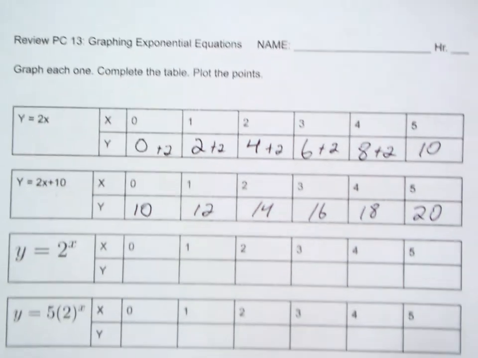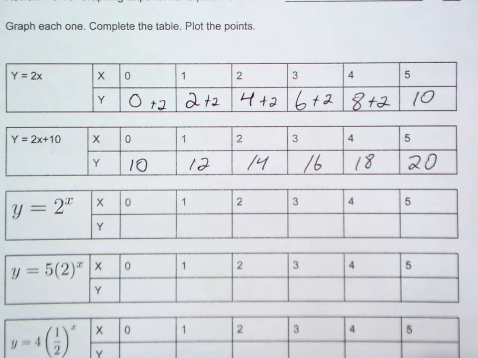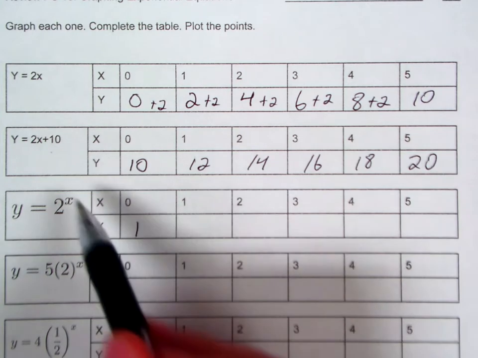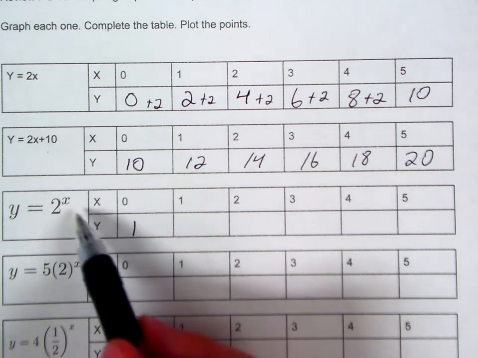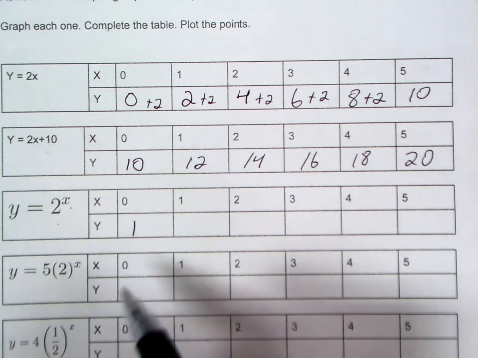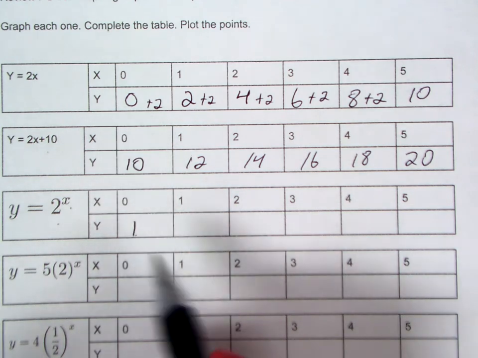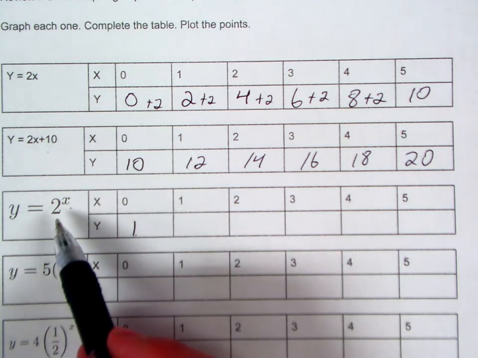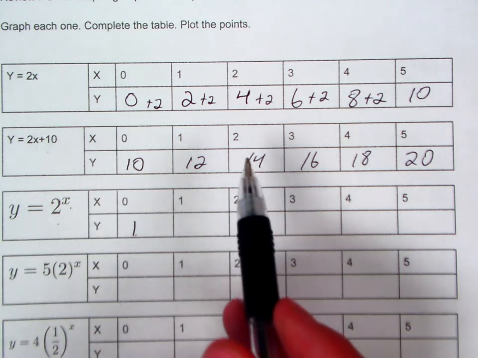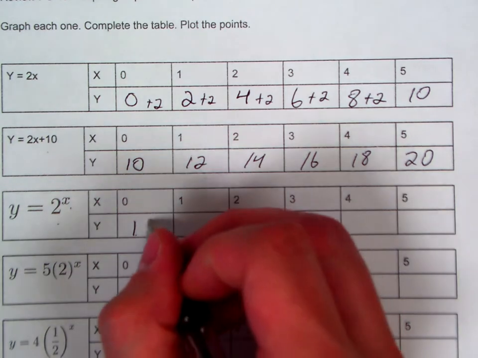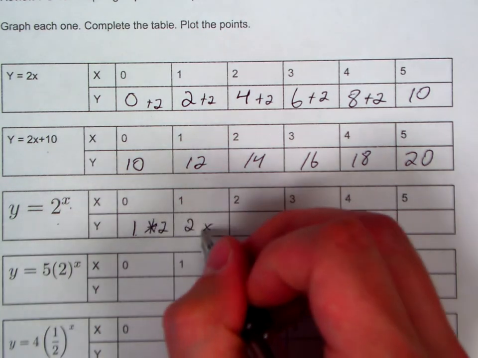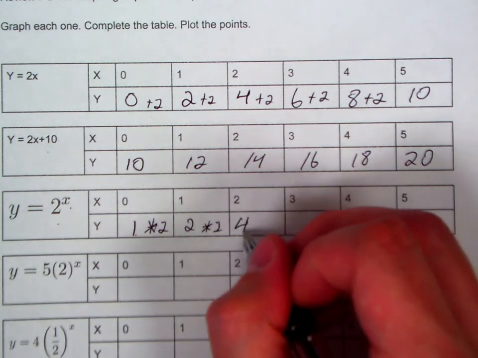For exponential equations, they work a little bit differently. Our default value is to start at 1, because any number raised to the power of 0, by the zero property of exponents, is always going to be 1. So that's different from 0. And here our growth factor is 2, but instead of adding 2 each time, we're going to multiply by 2. And each time this doubles.